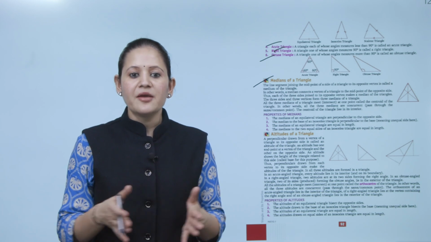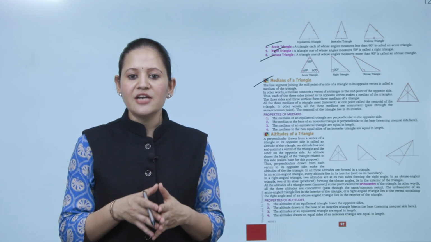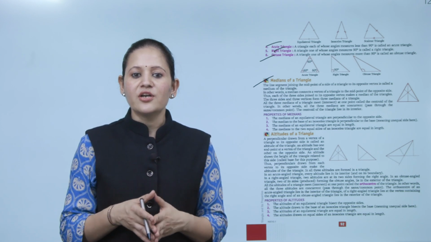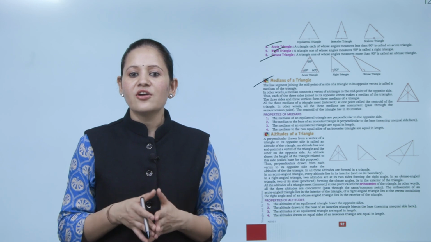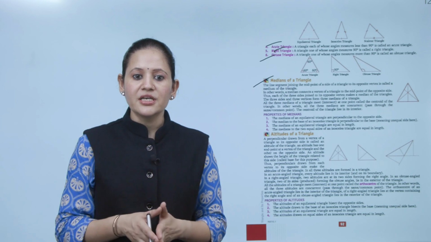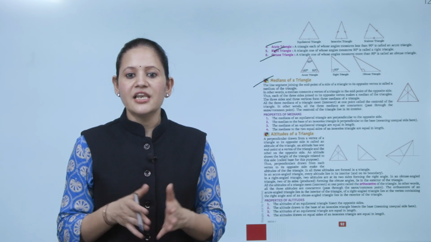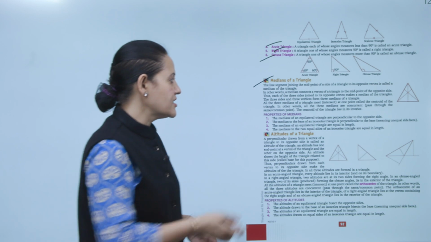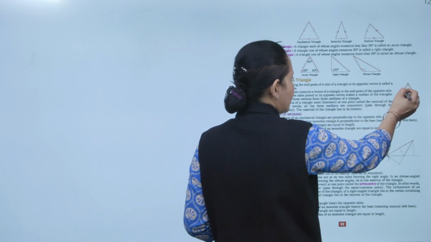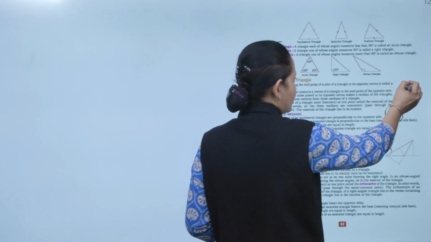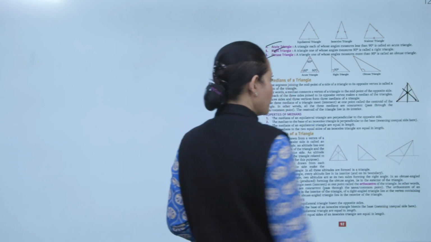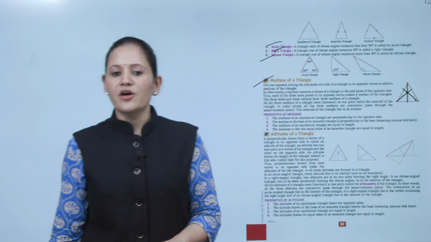All the three medians of the triangle meet at one point, that is the centroid of the triangle. In other words, all the three medians are concurrent, meaning they pass through the same or common point. The centroid of the triangle lies in its interior. So, this is the median. It joins the vertex to the opposite side at the midpoint. So, that is the median. Three medians will intersect at one point. This point is known as the centroid. It is in the interior of the triangle.